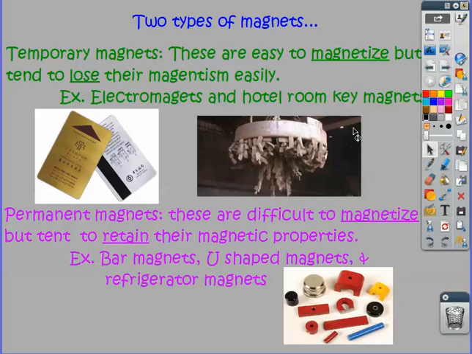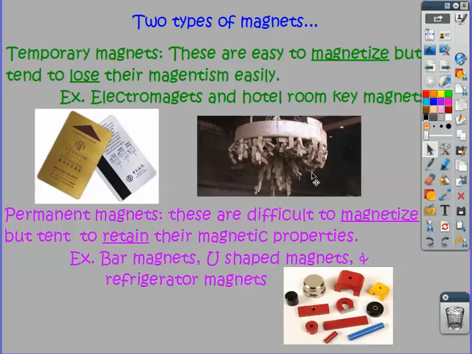Now, there are 2 types of magnets. There are temporary magnets. These are magnets that are easy to magnetize, but they don't hold their magnetic properties very well. And then there are permanent magnets, which are substances that are very difficult to magnetize, but stay a magnet very, very well, essentially permanently. So some temporary magnets are things like the magnetic strip on a key card at a hotel or a gift card, and other types here called electromagnets.